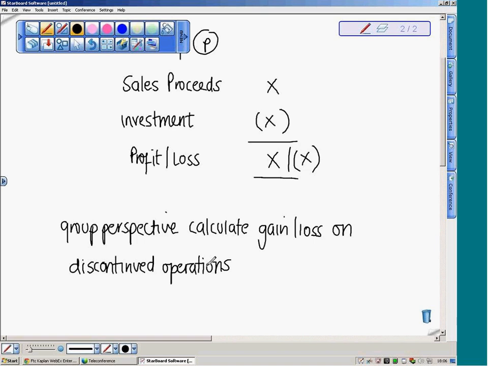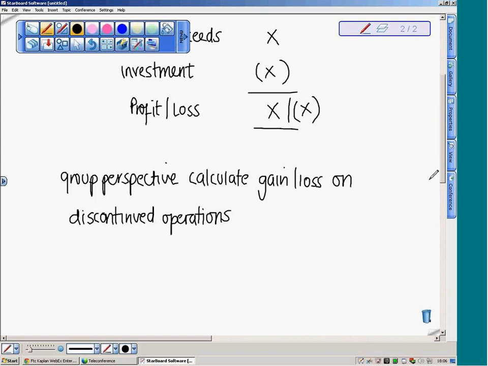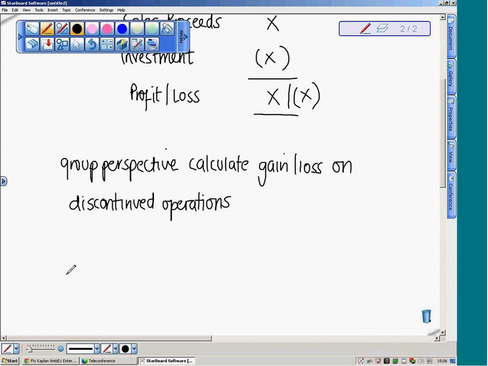It is going to be some sort of separate major component of the parent, and by getting rid of it, you need to have a separate disclosure in your income statement, and you refer to it as a gain or loss on discontinued operations. Now, the number is going to be made up of two things. It is going to be made up of profit of the subsidiary up to the disposal date.